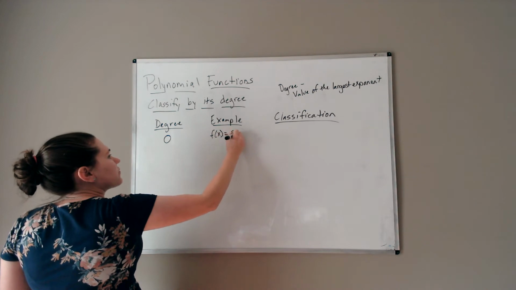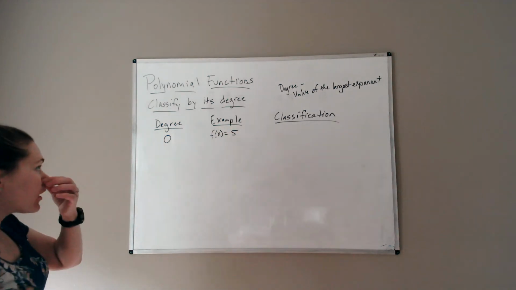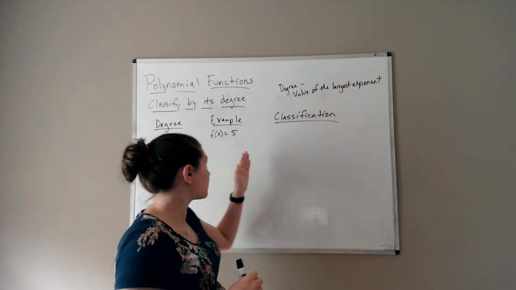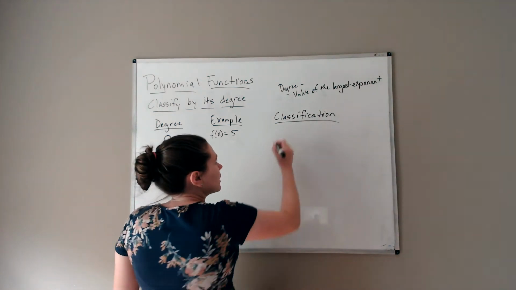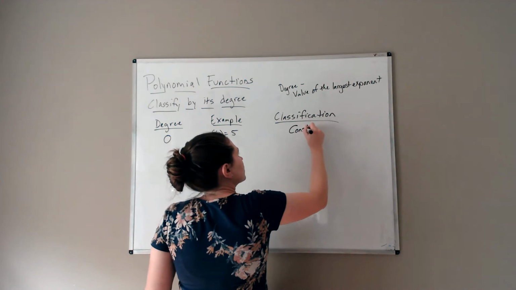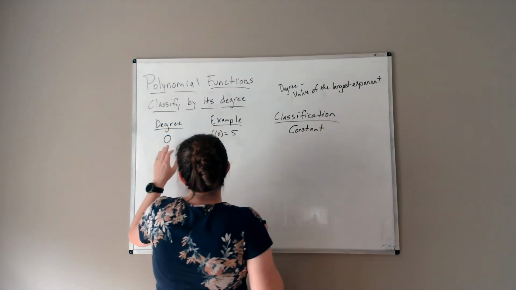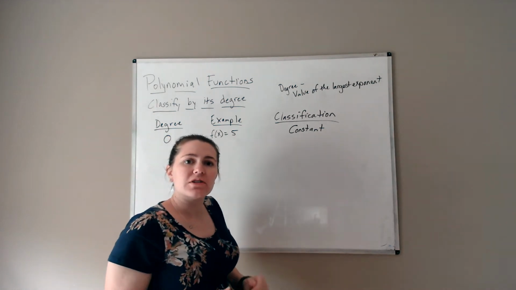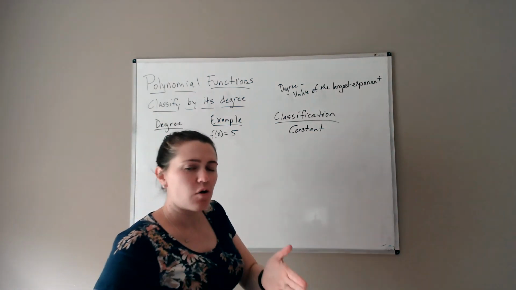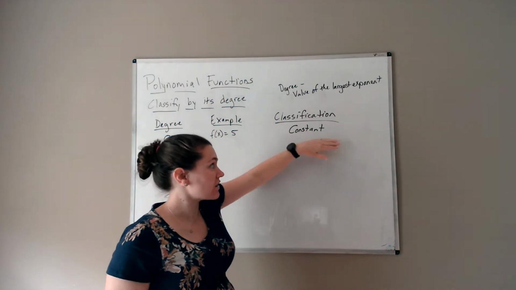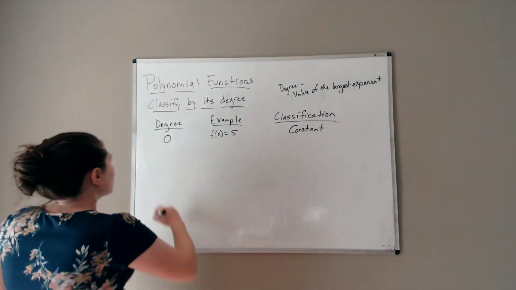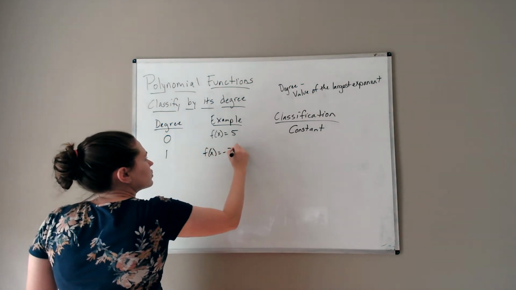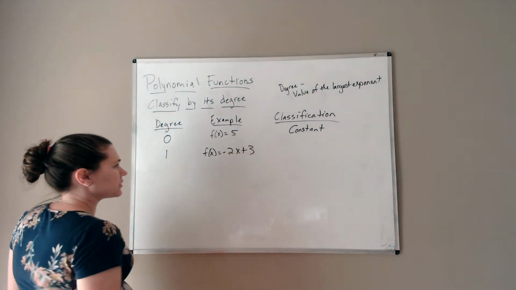f of x equals 5. Notice 5 is the same as saying 5x to the 0. This is what we call our constant function. When x is being raised to the 0 power, we're just left with 5 here. What that means is no matter what you plug in, the output will always be 5, therefore it has a constant value.